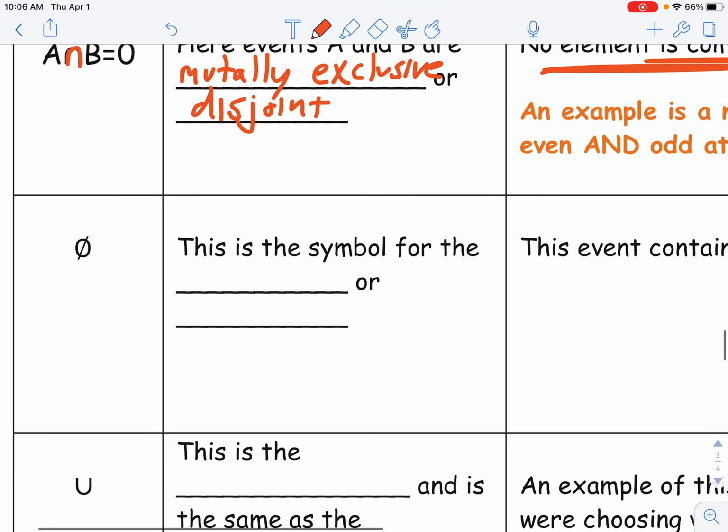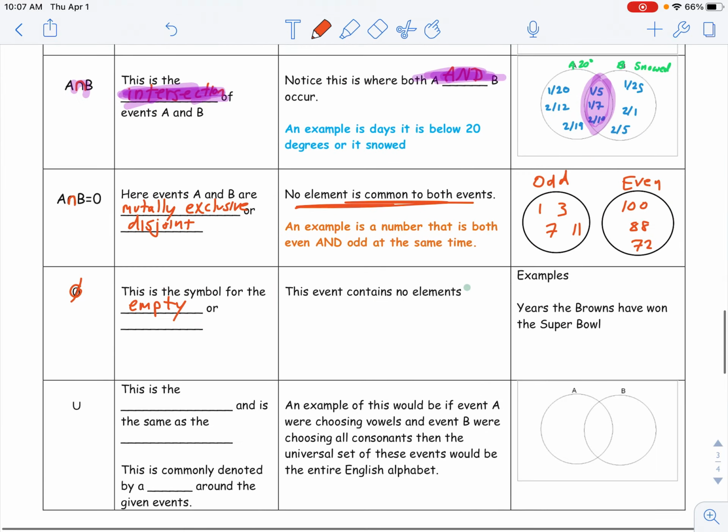All right, this next symbol means empty. I think you can also say null, but no one uses that. That's just there's no elements. And the example is the years that the Browns have won the Super Bowl.